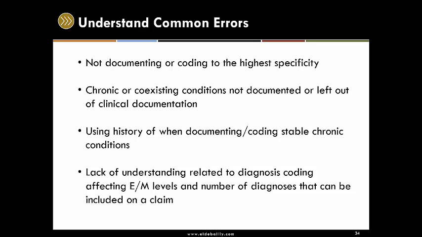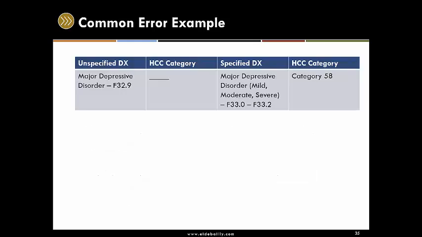Some lack of understanding related to diagnosis coding affecting E/M levels. If you code one diagnosis or you code 5 diagnoses, that doesn't impact the E/M level. And then just how many diagnoses can be included on a claim. A good example is a patient with a long history of mental illness, but they didn't code any in the year of 2016.